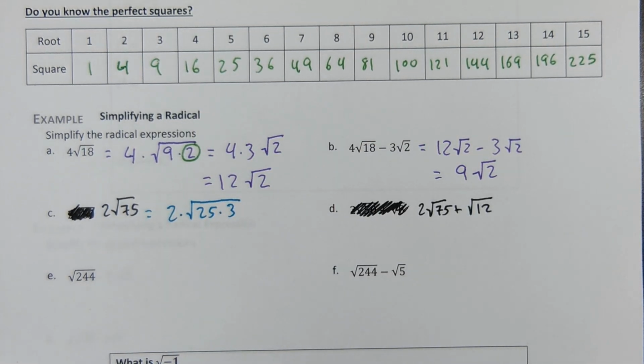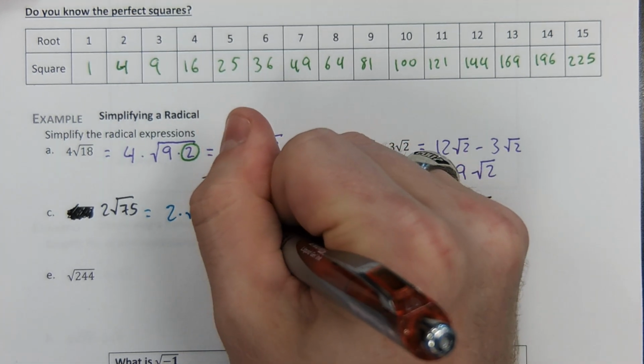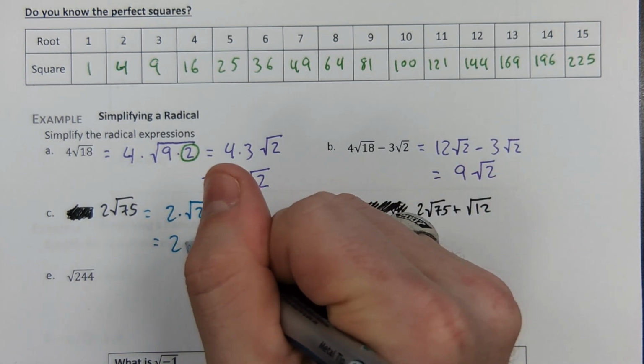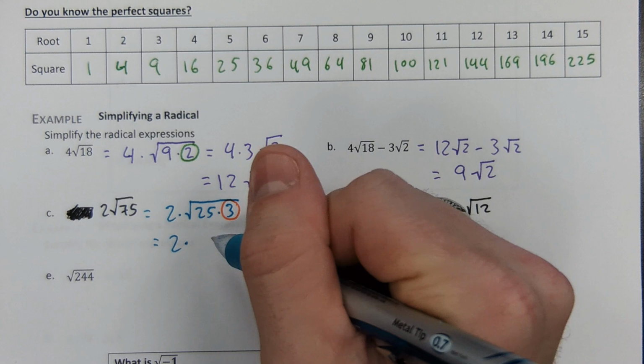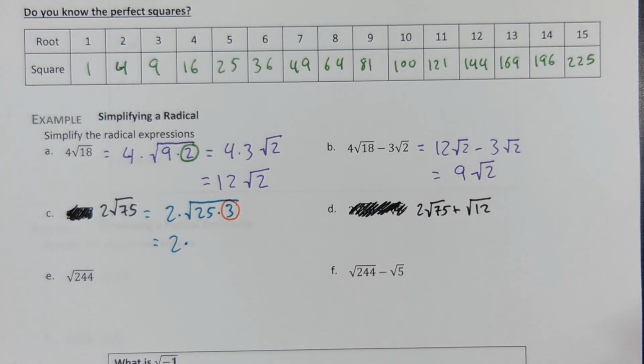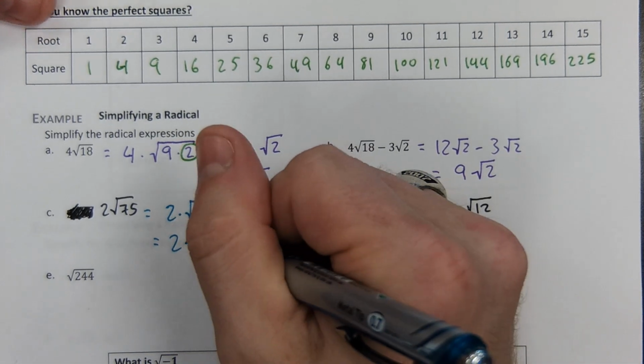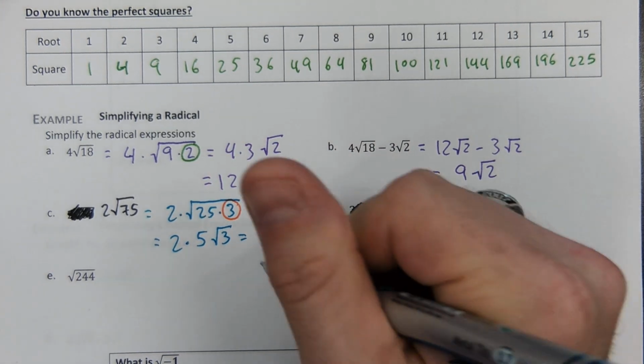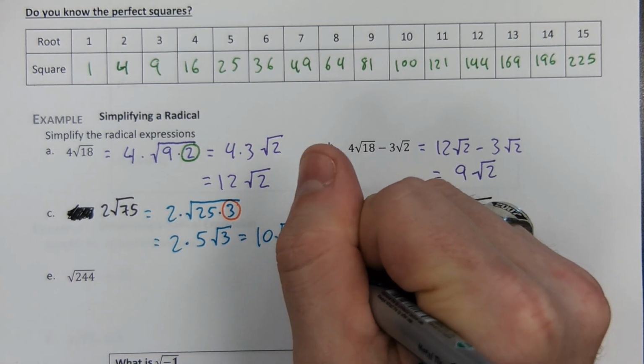Again, this is not a required step, but I like to identify what is stuck inside the radical. That 3 will forever be trapped in there. It can't come out. But I can take the square root of 25 out. Square root of 25 is, oh crap, I already said the answer. The square root of 25 is 5. I hate when that happens. 2 times 5 is 10. So we have 10 root 3.